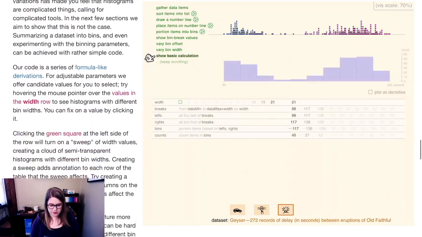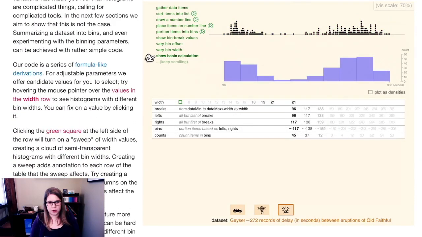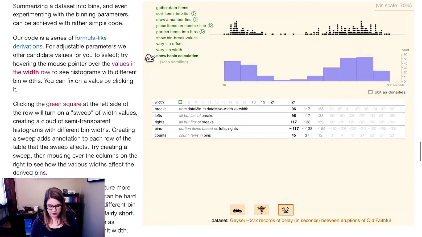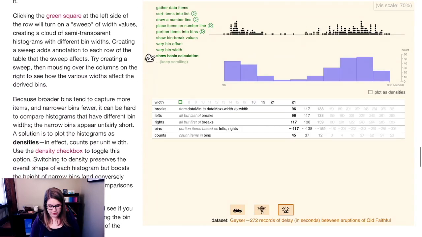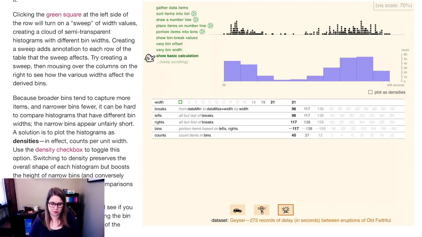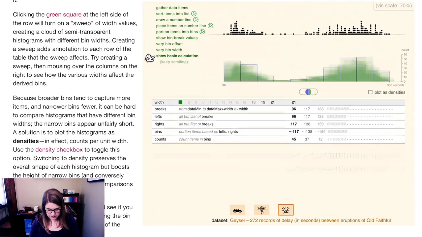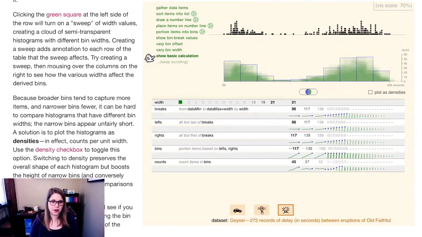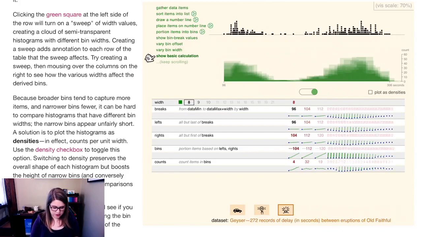And then this doesn't work as well on the iPad. It works pretty well on the computer, but you can do a sweep of values and look at a sort of histogram cloud. Let's see if I can do it with my iPad. There we go. So here's a sweep of values, and I could see one histogram really darkly, or I could see them all kind of as a cloud. And these are different versions.